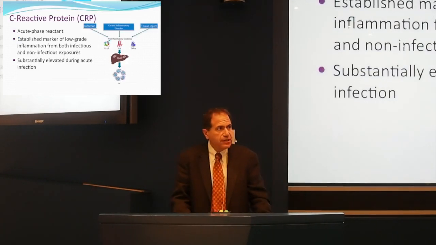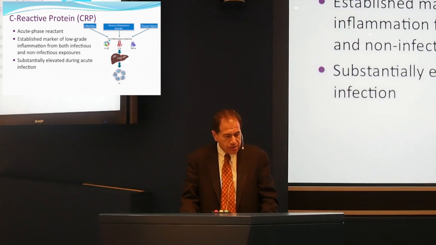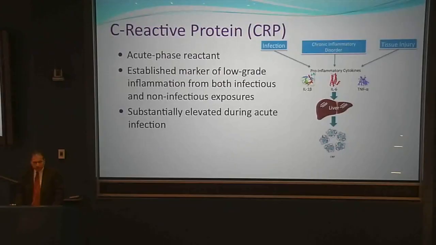We got interested in C-reactive protein, in part because it's an established marker of low-grade inflammation from both infectious and non-infectious exposures and is substantially elevated during acute infection. CRP can be induced by a variety of factors other than infection, including chronic inflammation as well as tissue injury, which induces the release of pro-inflammatory cytokines that in turn stimulate the release of C-reactive protein from the liver.